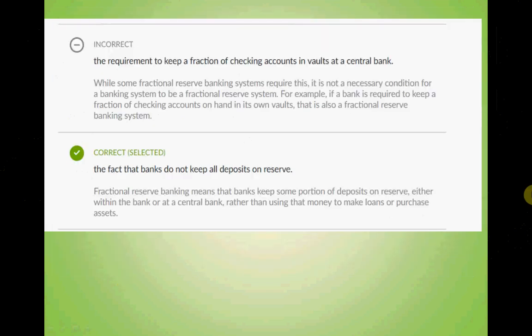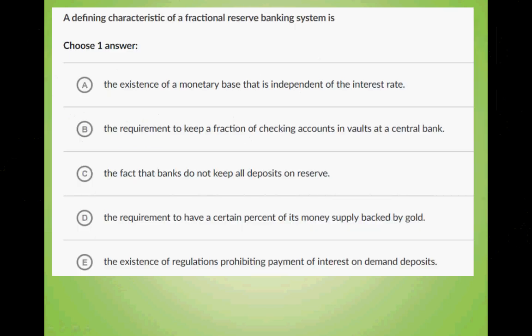All right, now you may have said the requirement to keep a fraction of checking accounts in banks at a central bank. Okay, you don't keep your money at the Federal Reserve. You don't keep your money at the central bank. So while that is possible, that is not a necessary condition. However, required reserves and fractional reserve banking.